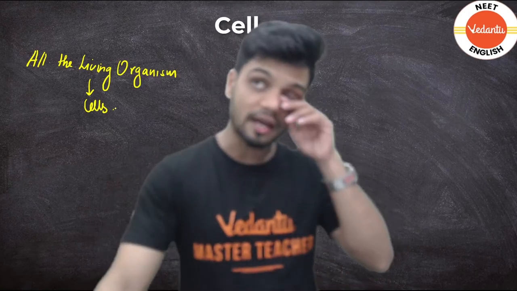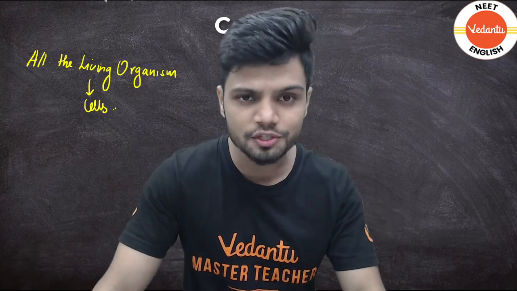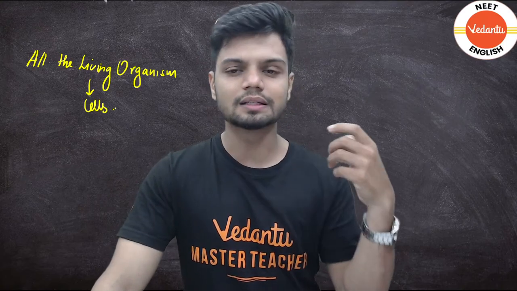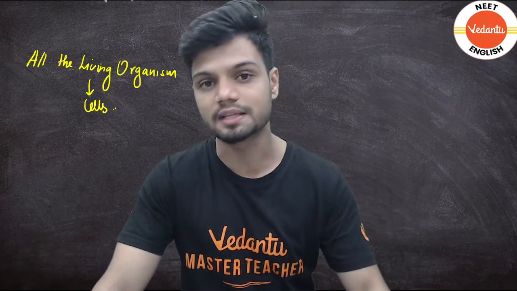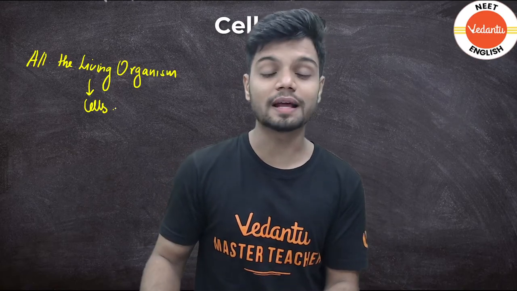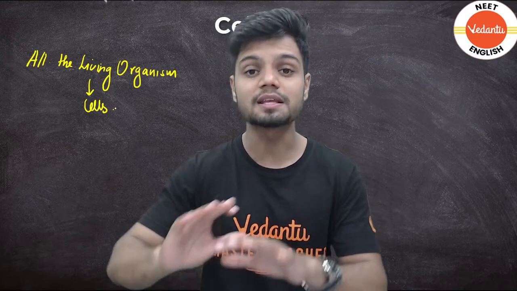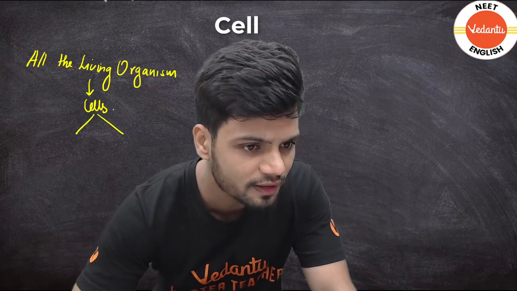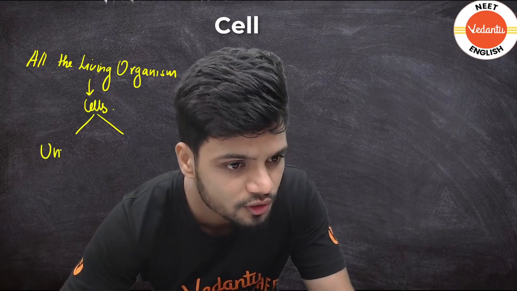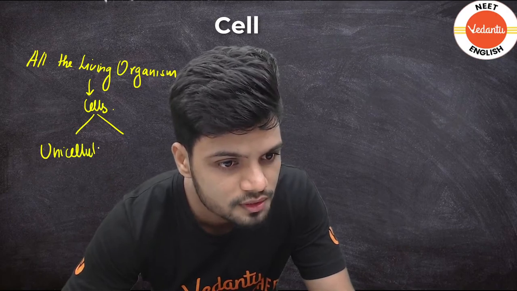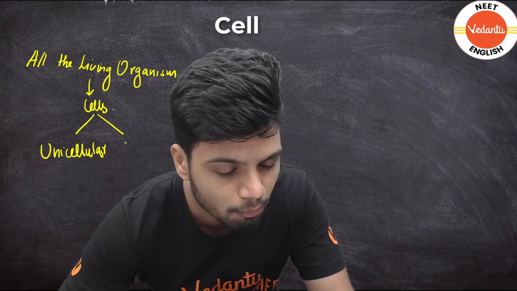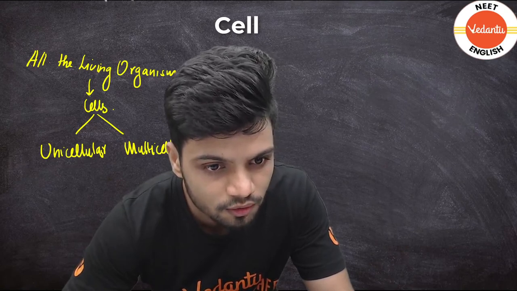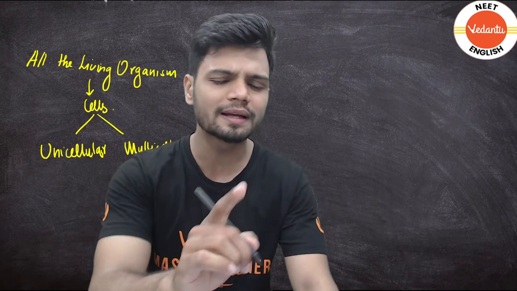Now students, tell me in the chat, do you know what is unicellular in nature? What is multicellular? The unicellular are the organisms which only have one cell. Then we also have multicellular organisms, which have many cells. So these cells can be further classified into unicellular as well as multicellular.